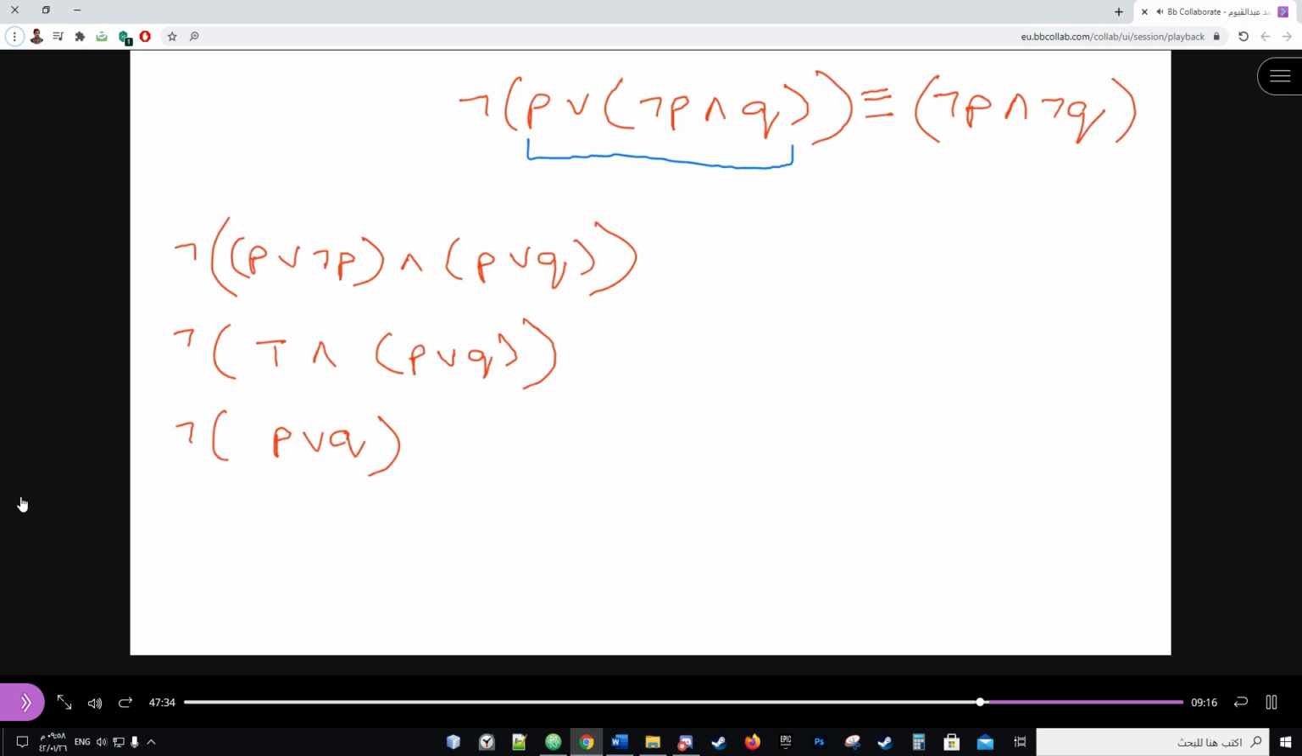Okay, so now I apply De Morgan's law to this. I get not P and not Q, which is the same as this one. So this is another way of doing it. It depends on you. You can do it in whichever way you wish. Is that clear?